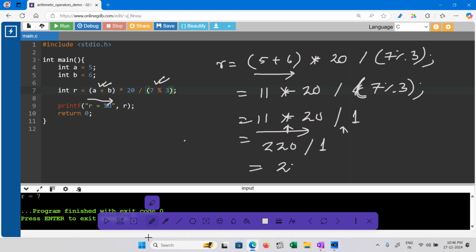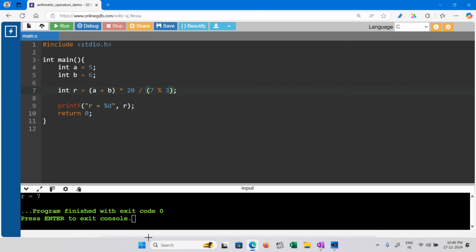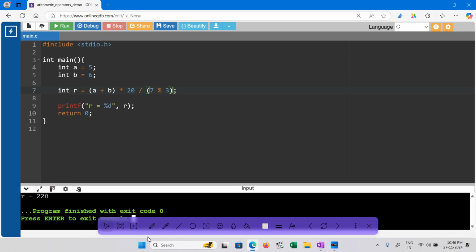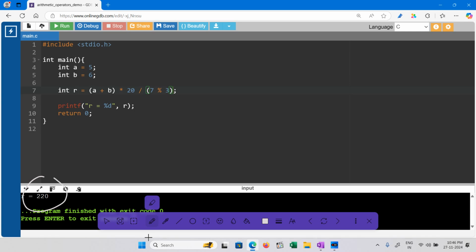Sorry, 220, right? I just erased it by mistake, so let us execute and see. Here you can see the result. Whatever result we obtained, we get the same result here. So it means by using parenthesization, we can modify the precedence of the operators as per our requirement. These are the fundamental parts that I have explained regarding associativity and precedence. You need to remember all those things while building complex applications.